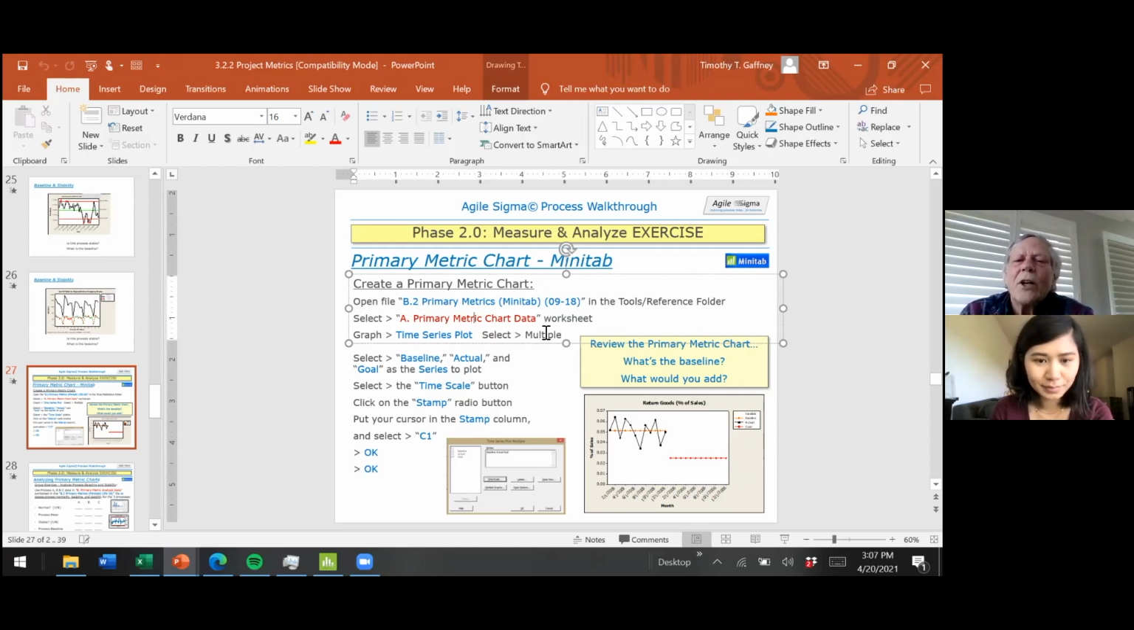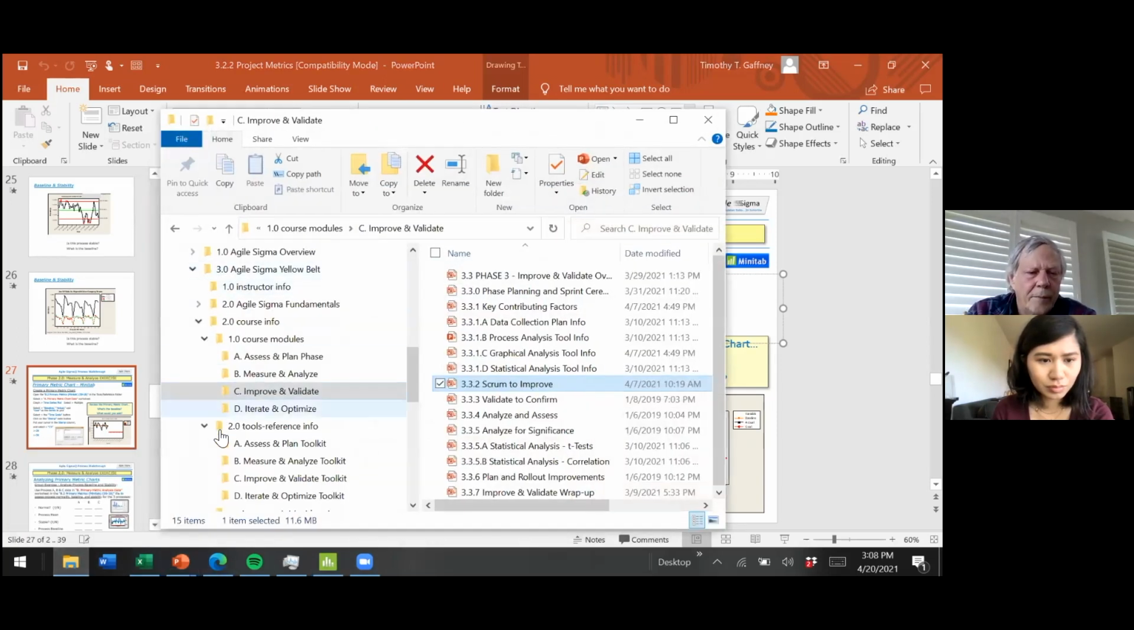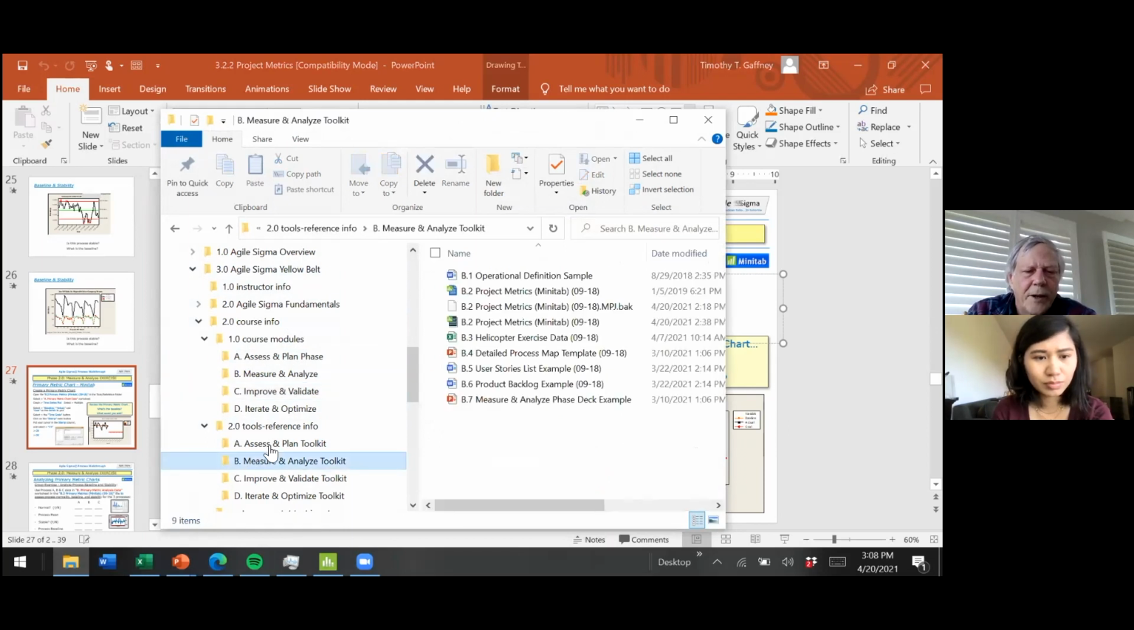Now, to start, we're going to just start with something simple. This is just something you do at the beginning of your project, and then you continue to update it as you collect data. Okay, this is your primary metric chart, and that's what we're going to start with. So if we go to Minitab, and in your tools and reference information in the Measure and Analyze Toolkit is the project metrics Minitab file. Okay, and that's what I'm in. There's the helicopter exercise data, where if you didn't do the exercise, at least you have some sample data to work with, and that's what we're going to work with today.